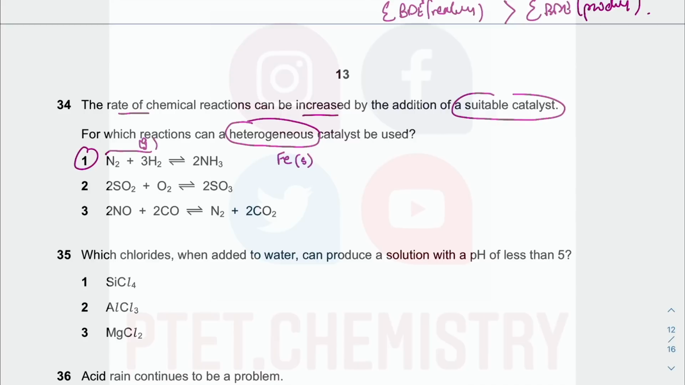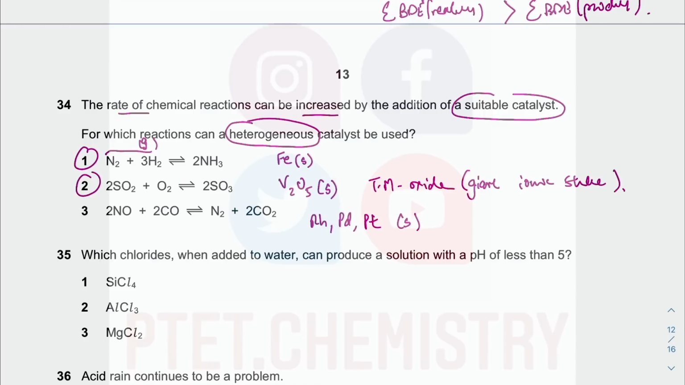1 is definitely correct. We use V2O5, which is a solid. It's a transition metal oxide. It has got a giant ionic structure. As you can imagine, vanadium 5 plus and O2 minus. This is gas and gas. It's not solid. So obviously there's heterogeneous catalysis again, yeah? And in here you have rhodium, palladium, platinum, which are all solid catalysts. These are precious metal catalysts in the catalytic converter. These are gases. So these are again heterogeneous catalysts. So all 3 are correct.